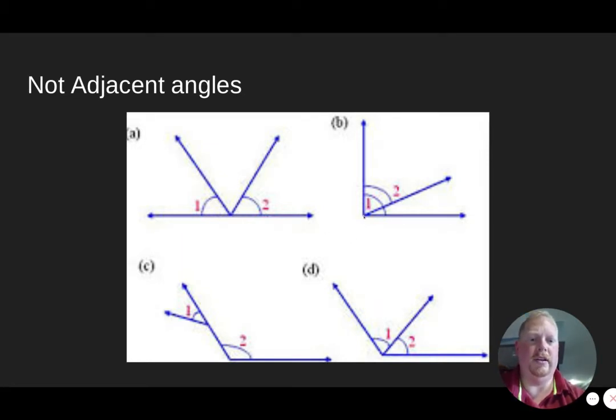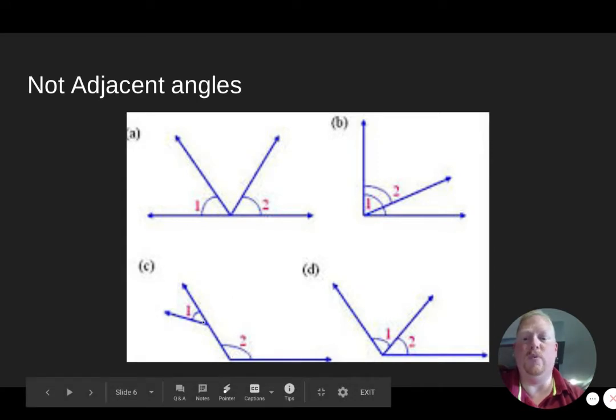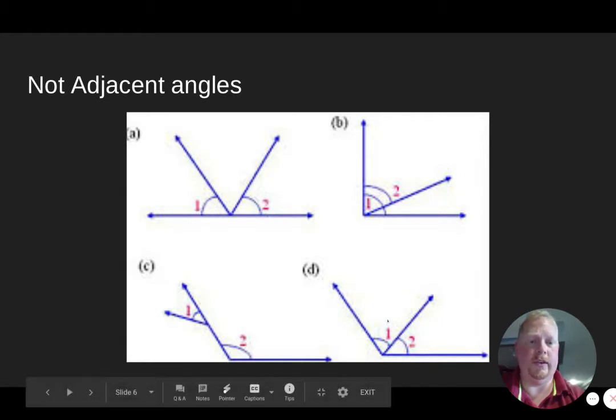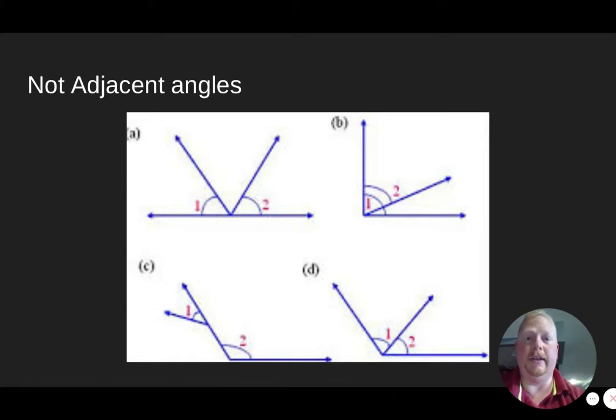In example B, angles 1 and 2 have the same vertex, and they share this common side, this vertical ray. However, adjacent angles should never overlap each other. So that disqualifies this because they do overlap. Example C, they've got a common side, but you can see angle 1's vertex is at a different place than angle 2's. Option D, they have the same vertex, they share a common side. That's the only example that does exhibit adjacent angles. Okay, so it's important to know what they are. It's also important to know what they're not.